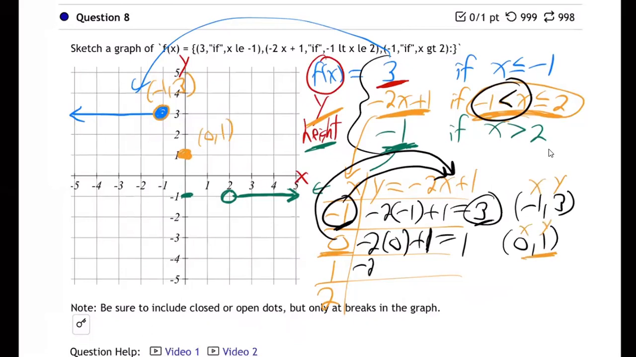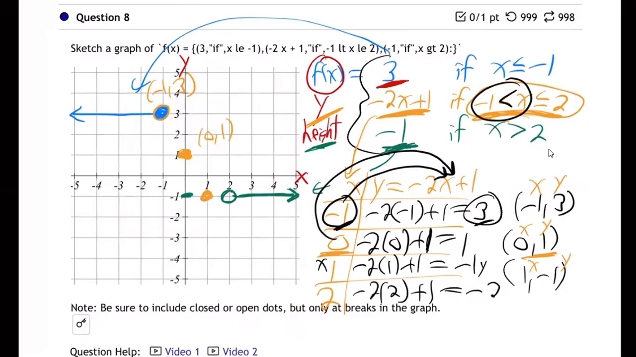Now let's plug in a 1. Negative 2 times 1 plus 1. That's negative 2 plus 1. That's negative 1. That's 1, negative 1, right? X, Y. Over 1, down 1. And finally, plug in 2. Negative 2 times 2 plus 1 would be negative 3. So that's 2, negative 3. X, Y, over 2, down 3, right there. This other one, I never put the coordinates there. What was it? 1, negative 1.